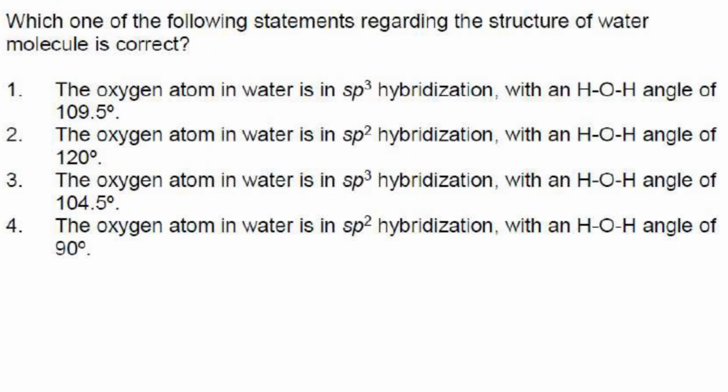Then next one, this was your +2 level question. Which one of the following statements regarding structure of water molecule is correct? So the angle between HOH in a water molecule is 104.5 degrees. You all know. And the hybridization is sp3 hybridization. So the answer here is option 3. The oxygen atom in water is sp3 hybridized with an HOH angle of 104.5 degrees.